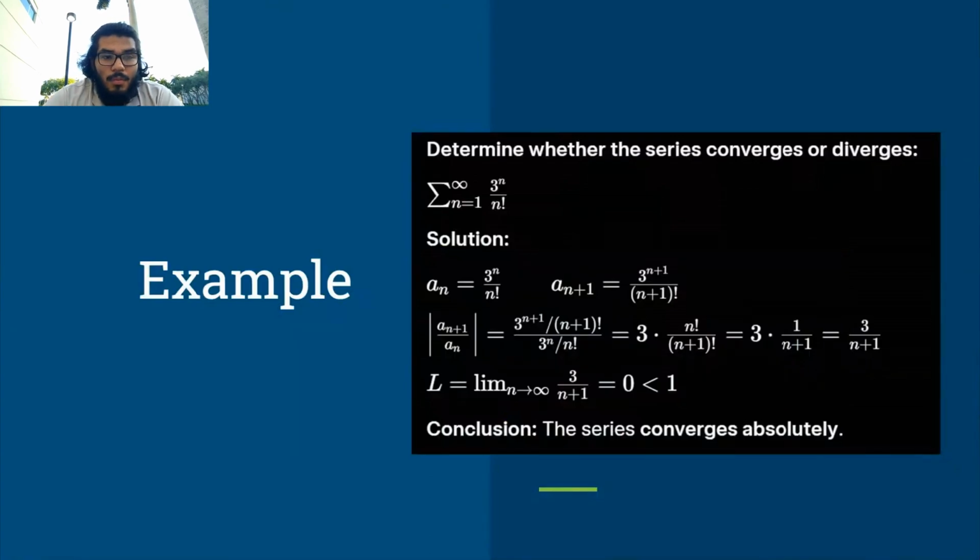Here we have an example of what you can do. We have the infinite sum of 3 to the n over n factorial, from n equals 1. First, we have to find a of n, which is pretty simple. It would be the term 3 to the n over n factorial.